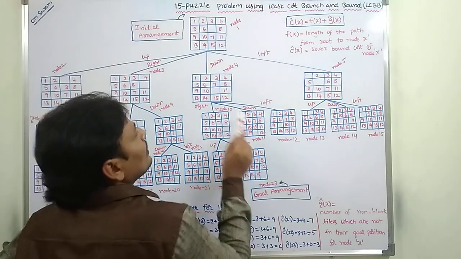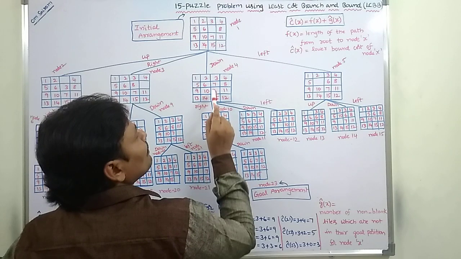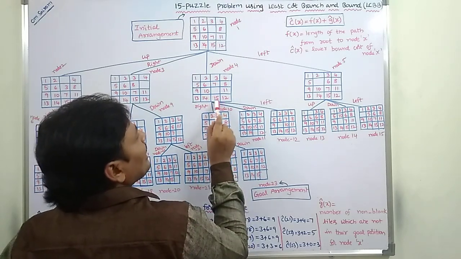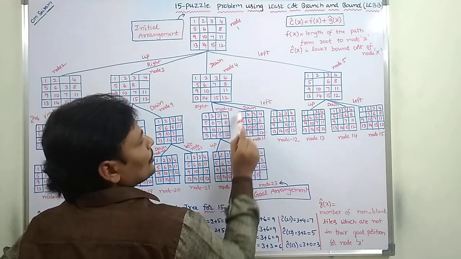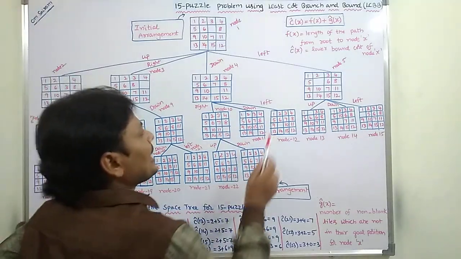Okay, next one. The empty tile can be moved to down direction. 15th tile can be moved to this position. Empty tile can be moved to this position. So this is the outcome we are getting. This is node 11.